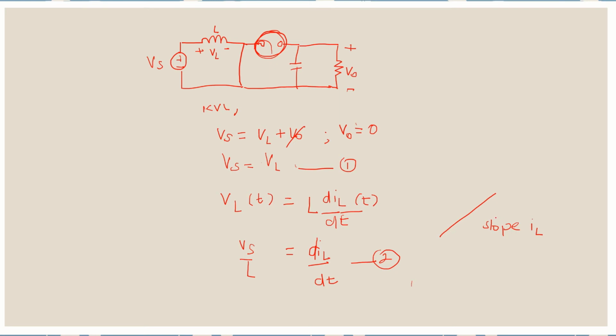Alright, so later we're going to draw a waveform, so you're going to have a look at the overall waveform. That is for when the switch is on. This is mode 1. Next slide, we're going to have a look at when the switch is off, so we're going to look at mode 2.